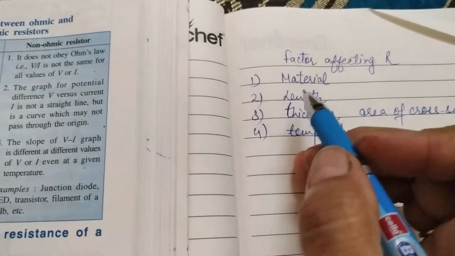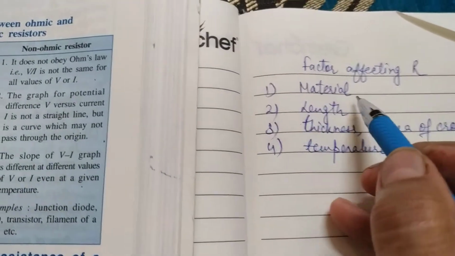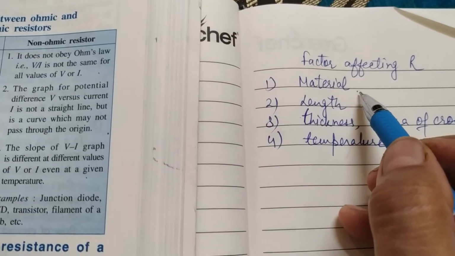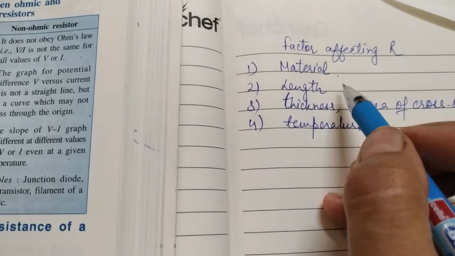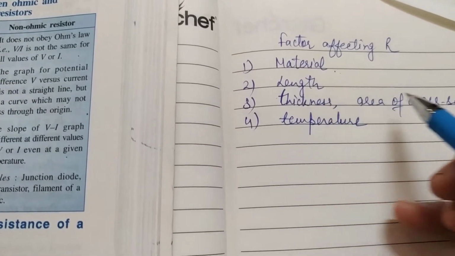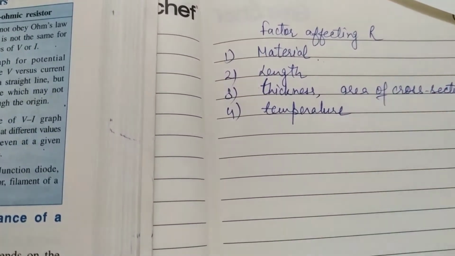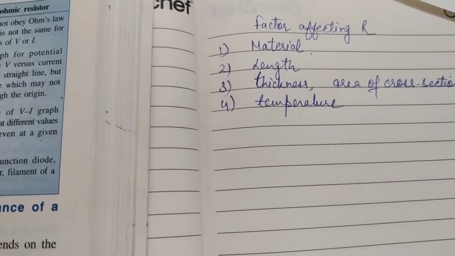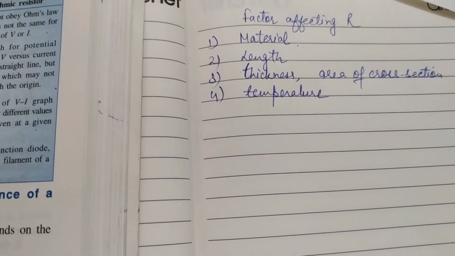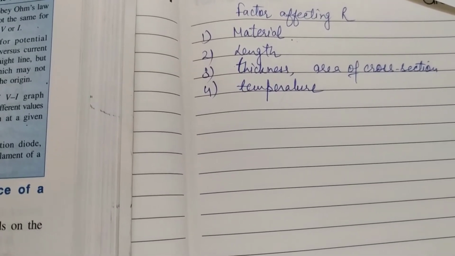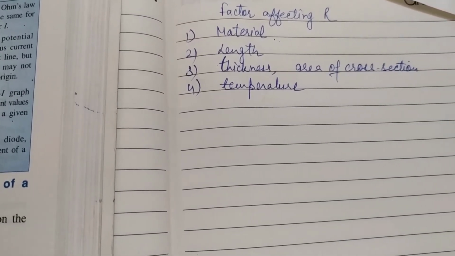So the 4 factors affecting the resistance of a wire or of a conductor are: number 1, material. Dependence of resistance of the conductor on the material of the wire means that good conductors will have less resistance as compared to the insulators or the bad conductors. Good conductors are the substances which have free electrons in them. Due to the presence of more free electrons in them, their resistance is less as compared to the other materials like insulators. So this is the first factor.